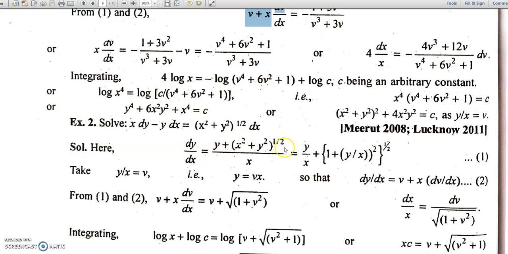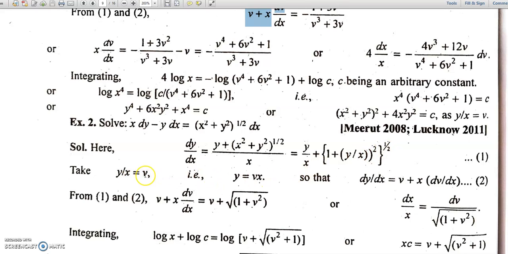Now dy/dx equals this. Here x power is 1, y power is 1, and here although the power is 2, there is 1 by 2, so the power is 1. So you have to convert the equation into a function of y by x. You can write it like this: y by x plus 1, because if you want to take this x inside the root, then you have to square it. So inside the root it will be x square plus y square by x square, so 1 plus y by x whole square, whole to the power half.